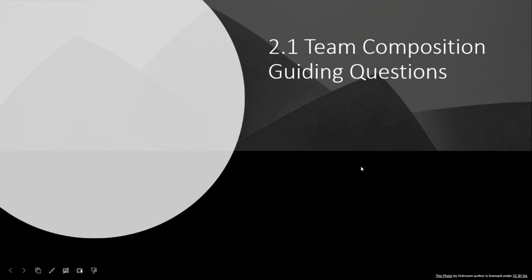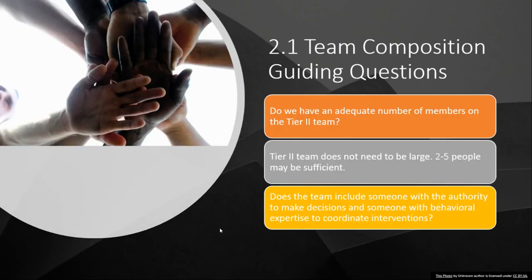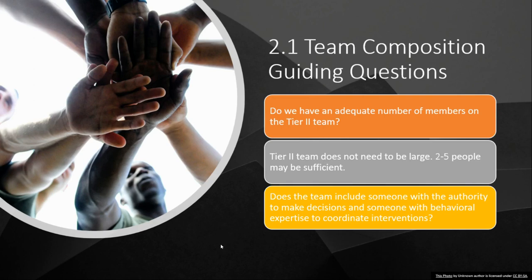Some guiding questions to think about when it comes to 2.1 are: do we have an adequate number of members on the Tier 2 team? A Tier 2 team does not need to be large. It can consist of 2 to 5 people. And then you want to think about, does the team include someone with the authority to make decisions and someone with behavioral expertise to coordinate interventions?